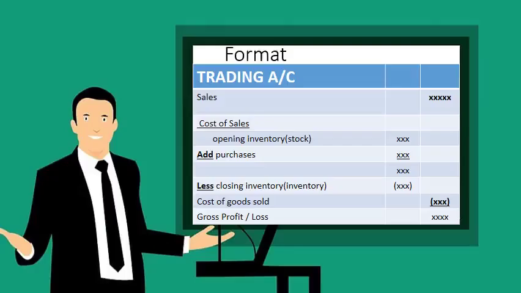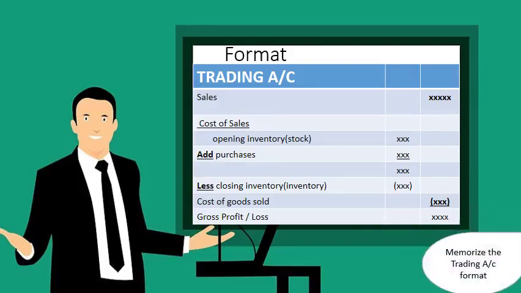So let's talk about the trading account format. The trading account format begins with sales. Like I have said, the main components are sales and the cost of sales. You see sales in the first line, and then cost of sales is a subheading in the second line. Sales are only sales themselves in that part. However, cost of sales has a lot of items in it. We will talk about those later too.